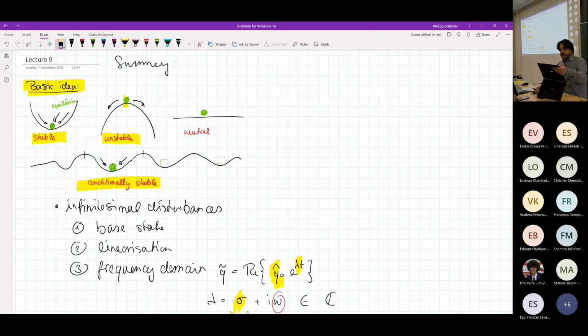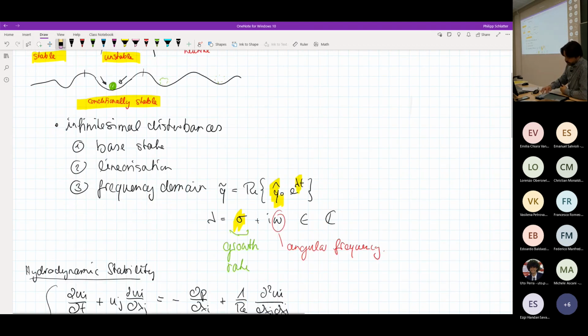That works. Anyway, what I was saying is that the most common state is the conditionally stable case, where you have a mixture between stable parts, and if you amplify or hit the flow sufficiently large, it will go to another state, and so on.